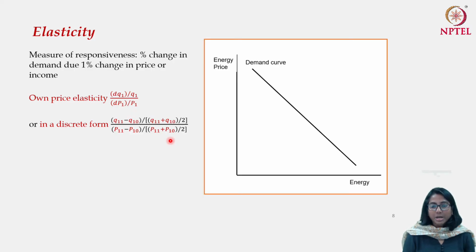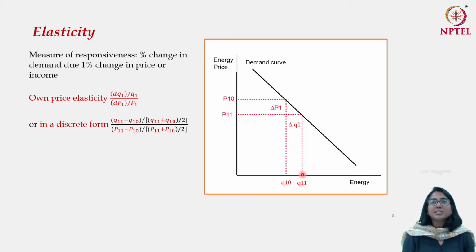Suppose this is your demand curve for energy. You have plotted energy here and this is the price. So this gives you the correspondence between energy price and energy demand. Suppose the price of energy falls from P1 naught to P11. So this is delta P1, the change in the price. As a result, the quantity demanded changes from Q1 naught to Q11. So this is delta P1 and this is delta Q1. This is your initial price, this is your terminal price. Here you have your initial quantity and your terminal quantity.